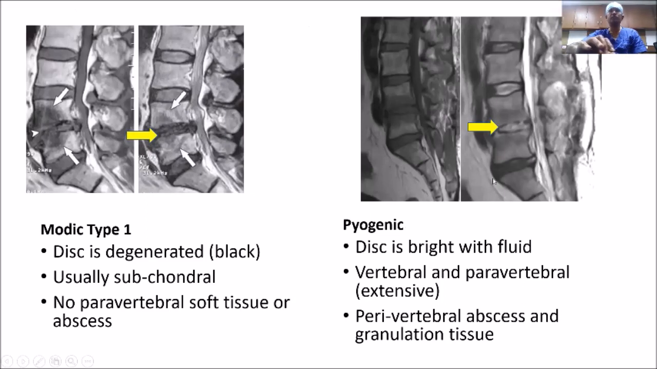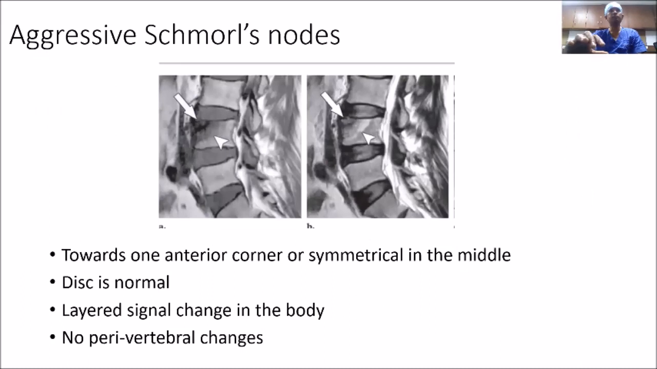Whereas in a pyogenic infection, you see that the disc is bright. So this is the presence of fluid within the disc space, and you can see a perivertebral granulation tissue around the abscess. So this is in favor of a pyogenic infection.